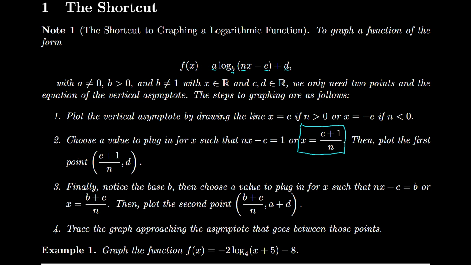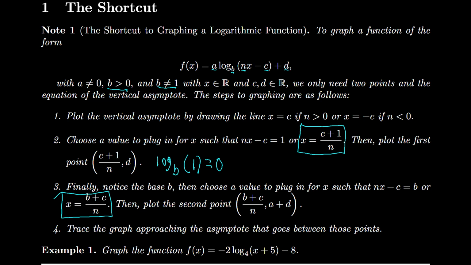Finally, notice the base b, then choose a value to plug in for x such that nx minus c equals b, or, and here's the other one, x equals b plus c over n. Then plot the second point, b plus c over n, comma, a plus d. So we're taking advantage of a couple little facts here. We know that log base b, for any valid b, that is anything bigger than 0 and not equal to 1, of 1 equals 0, for all valid b's.